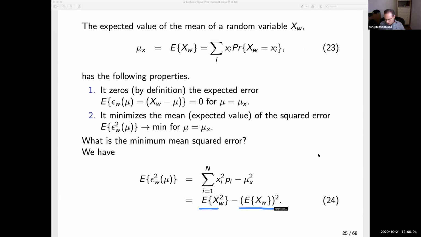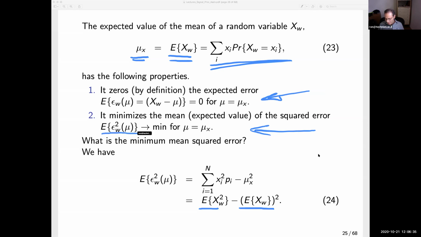I don't want to rush too much. So again, what we did is, if we select mu x to be my expectation, which is nothing but the sum over x_i times the probability of selecting my random variable to be x_i, then it would zero the expectation error, and it would minimize the expected value of the squared error. Now, there are other names to this guy. We'll relate to them, variance, etc.